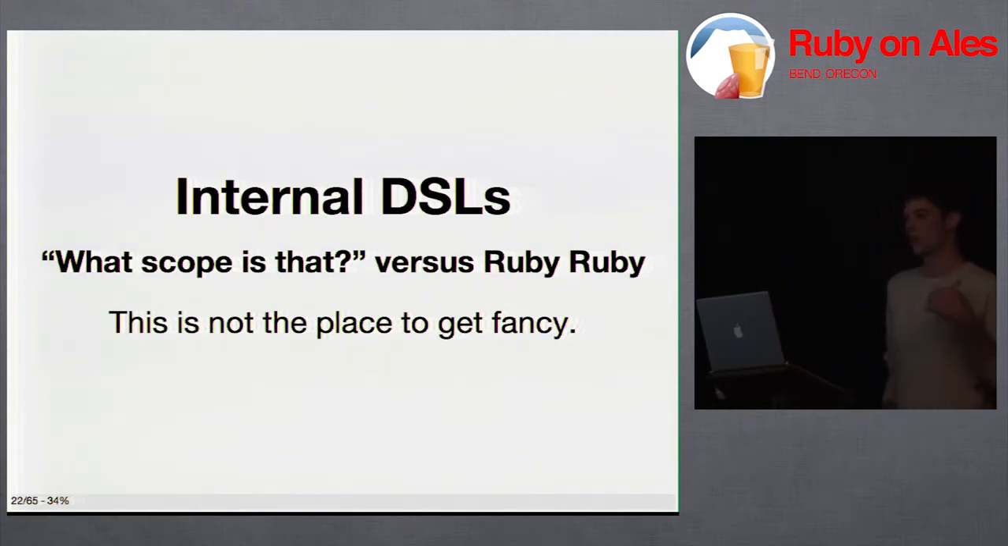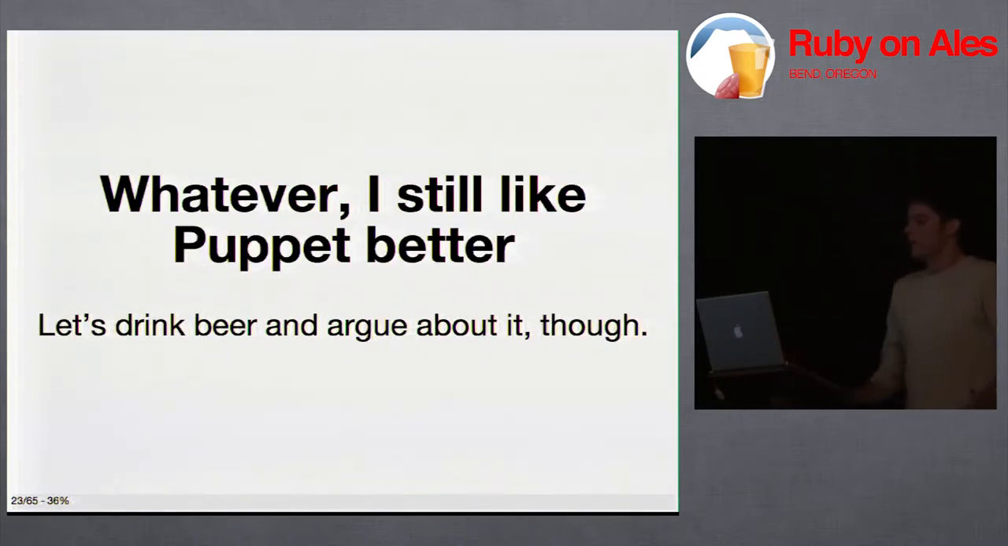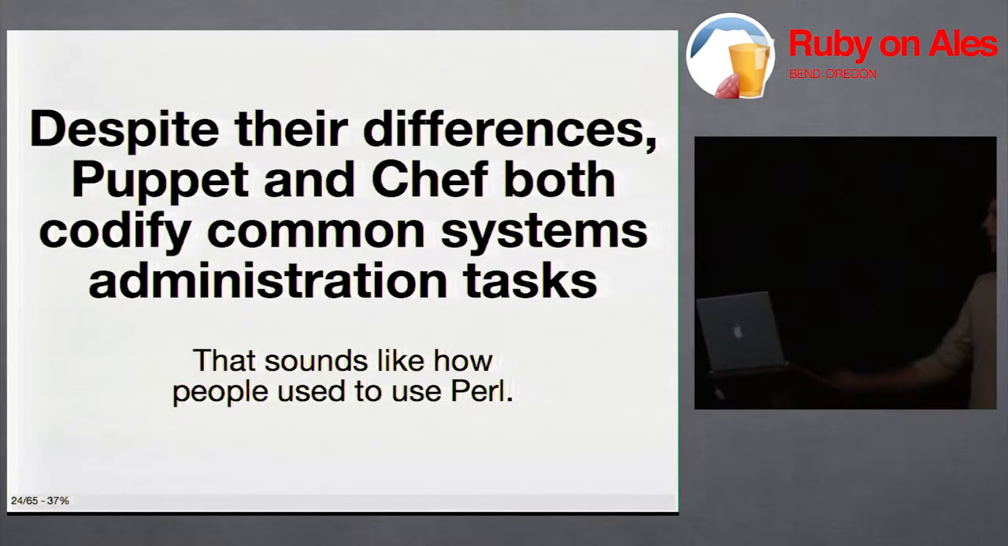It's not worth my time to reverse engineer someone else's thought process of their internal DSL to figure out how to contribute code to their package. I still think Puppet's better because I like the external interface to it, but there are clearly pros and cons to both of them, and this is my plug for, I'd love to talk more about this with anyone who's interested or anyone who's an expert and has different opinions, because I'm always open to changing mine. And now, I'd like to get back to it.